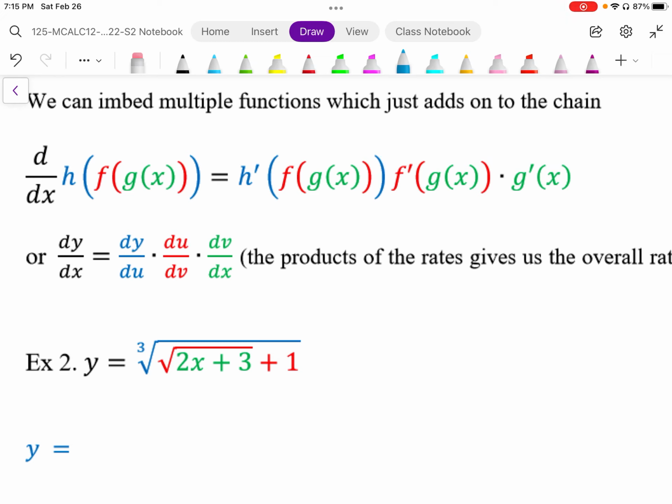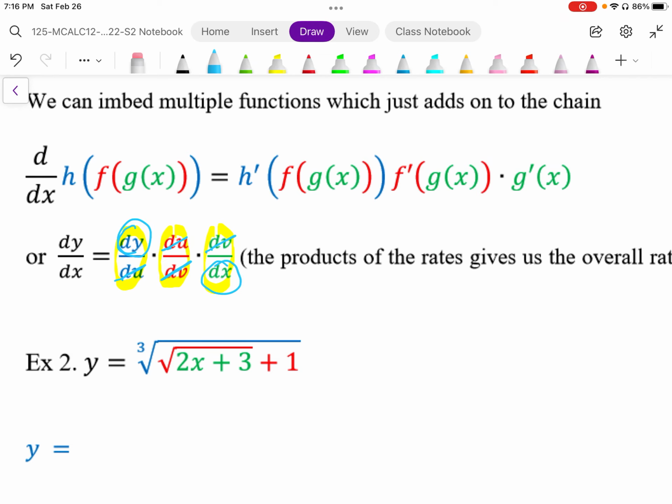be equal to the outside rate. So we have the outside rate as a function of the next inside function times the rate of that function with its embedded function times that function with respect to x. And when we multiply these rates together, I want you to notice something here: these terms du will cancel out, dv will cancel out, and what we end up with is dy divided by dx.